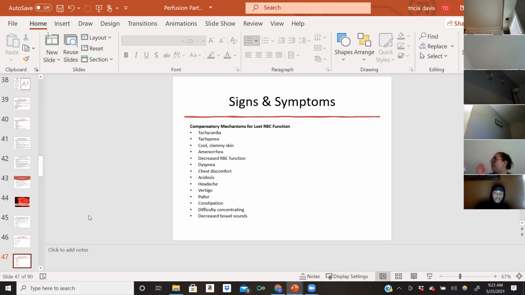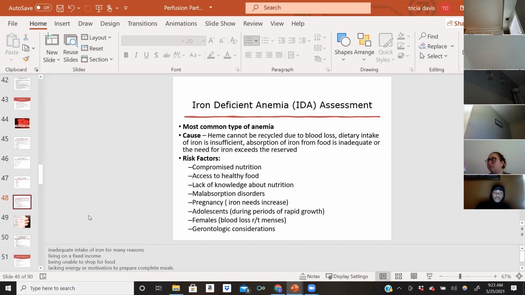These patients are going to be dyspneic. They might complain of chest discomfort. We might see acidosis, headache. They might complain of vertigo, pallor, constipation, difficulty concentrating, and decreased bowel sounds. So that difficulty concentrating, that's going to happen as our oxygen supply becomes more deficient and our brain isn't being perfused properly. The decreased bowel sounds and the constipation, that's because our GI system is not getting perfused like it should.